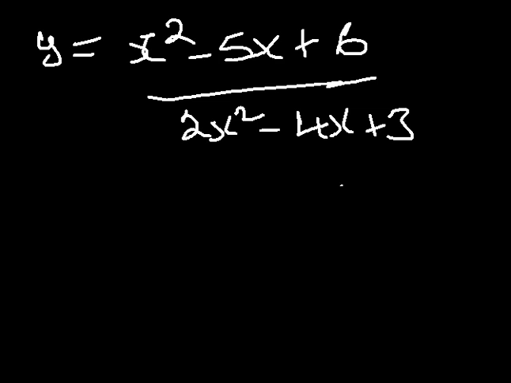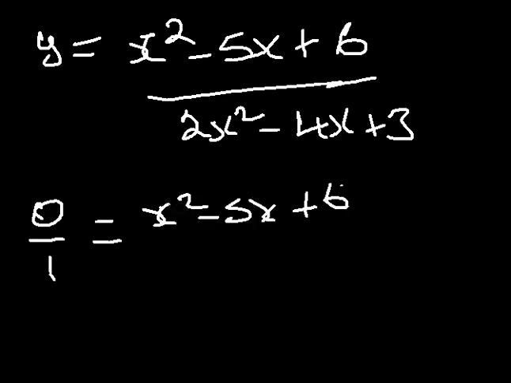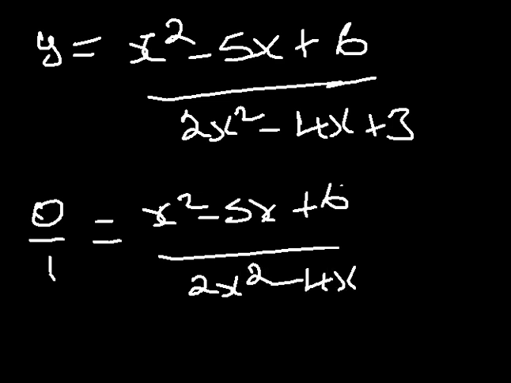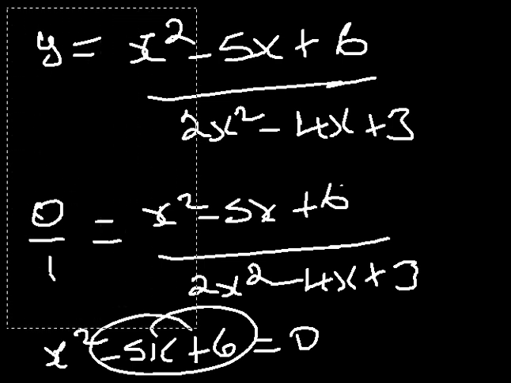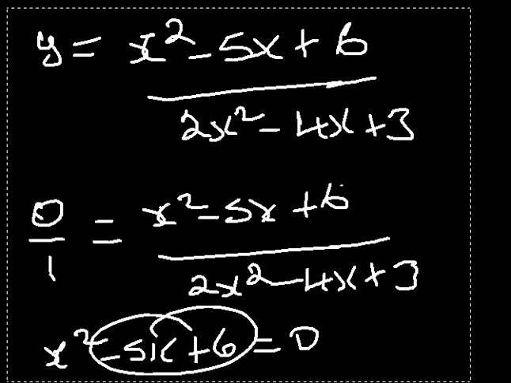How about the x-intercept? The x-intercept is calculated upon having y equal to 0. So we have 0 over 1 equal to (x squared minus 5x plus 6) over (2x squared minus 4x plus 3). In this case we cross multiply, so x squared minus 5x plus 6 equals 0. Hence you'll be able to solve for the actual x-intercepts using the factor method, and it will work.